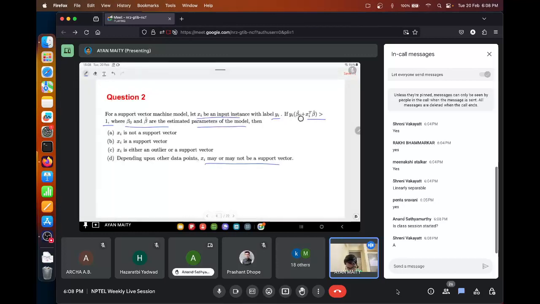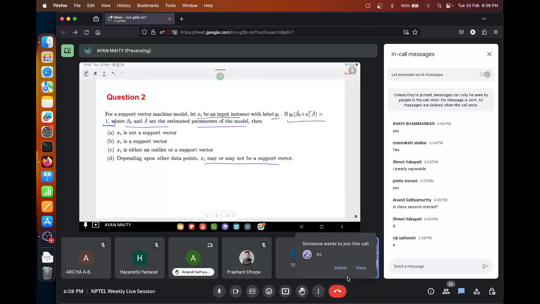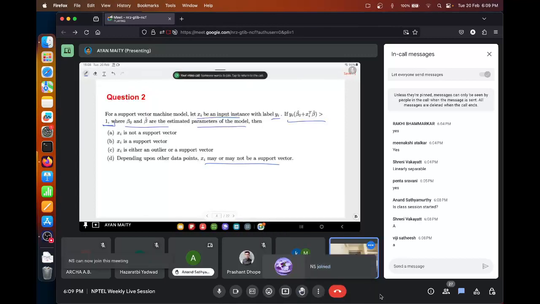So this is the condition, and for this point xi comma yi. So given this condition, whether xi is a support vector or not, or if it's an outlier or not, you have to find out.